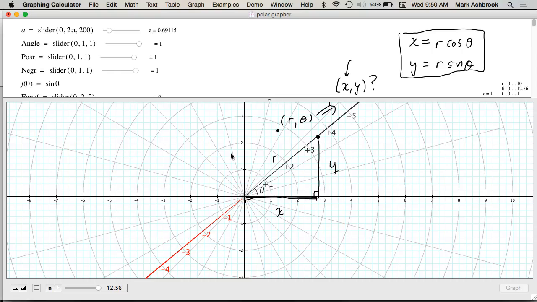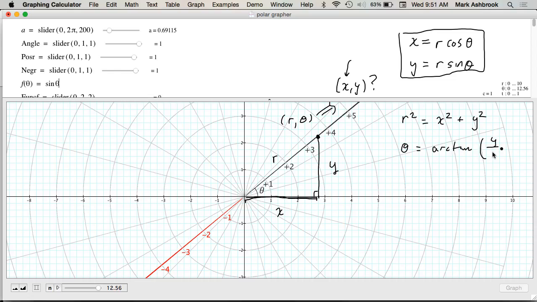Okay? What's another relationship that we have? So suppose we have x and y and we want to get r and theta. What relationship could we get r from x and y? That one's easy, right? What is it? X squared plus y squared equals r squared. So r squared equals x squared plus y squared. And how can we get theta from x and y? So what relationship brings together theta, x, and y? Tangent, right? Tangent of theta equals y over x, therefore theta is inverse tangent of y over x.